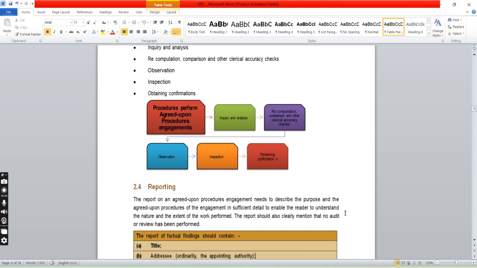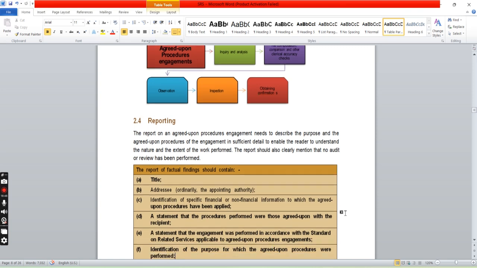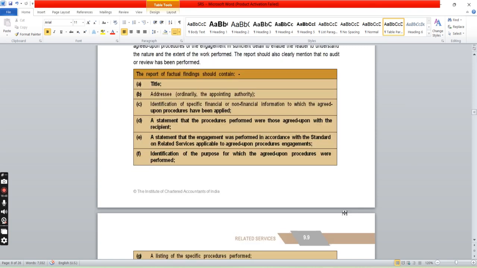Then आता है हमारा reporting. So the report of an agreed upon procedures engagement needs to describe the purpose and the agreed upon procedure of engagement in sufficient detail to enable the reader to understand the nature and extent of work performed. The report should clearly mention that no audit or review has been performed. What will be the report क्या होगा? Factual findings should contain. So the report format is common in all the SRE, SRS, but we need to learn only of the SA 700.